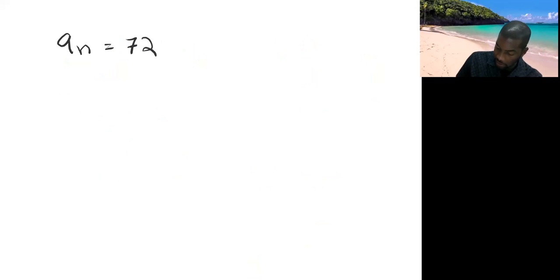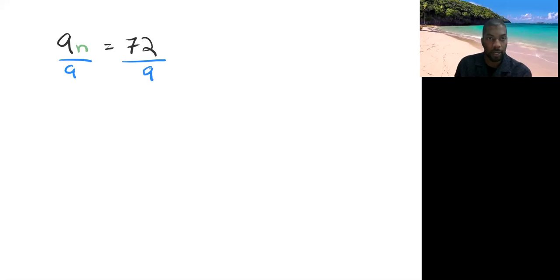So here's 9n equals 72. Let's make it color-coded so it can be consistent. 9 times n is equal to 72. What am I going to do? Well, I'm trying to get the n by itself, so I'm going to divide by 9 on both sides, the inverse of multiplication. 9 and 9 are going to cancel. They're going to turn to 1. 1 times n is n. 72 divided by 9 is 8.